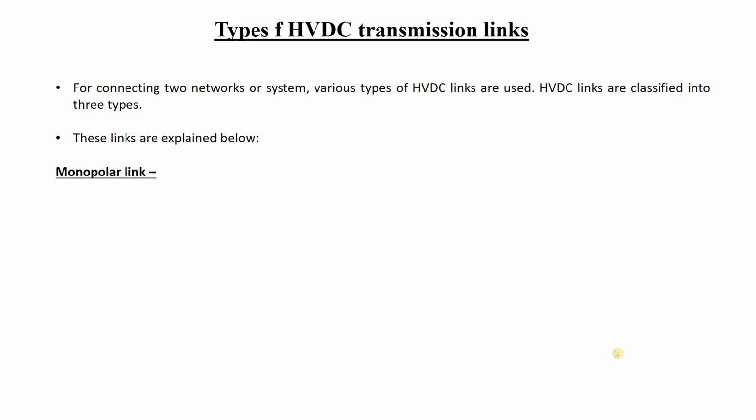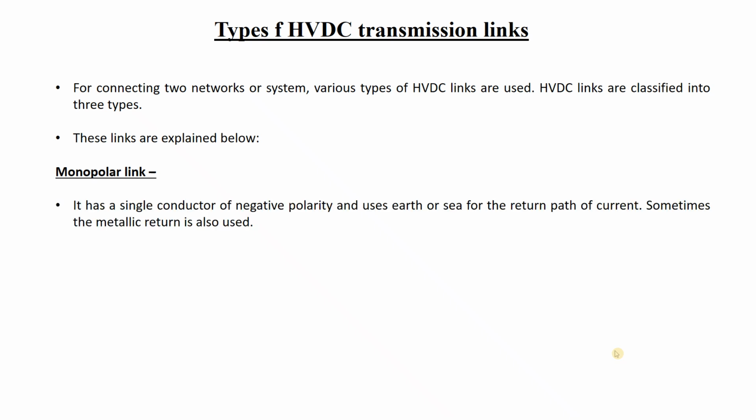Number one is the monopolar link. That means whenever you are connecting one HVDC transmission system to another transmission system, if both are working at DC, then three types of connections, or links, are used. Number one is the monopolar link.